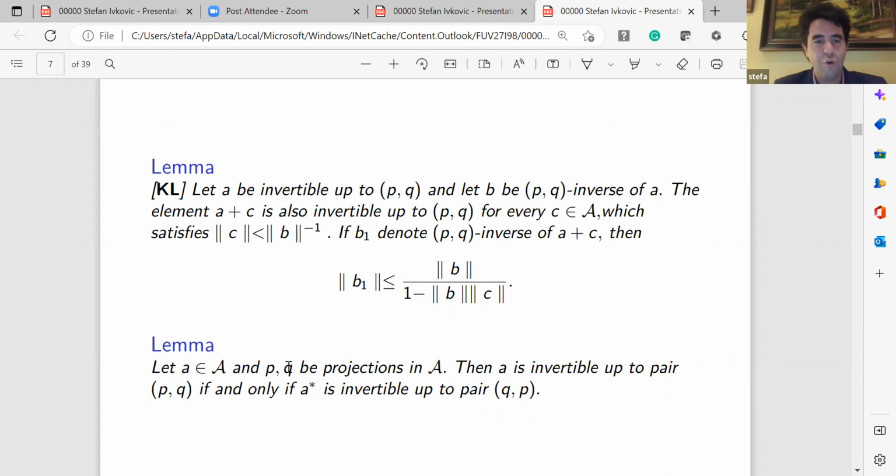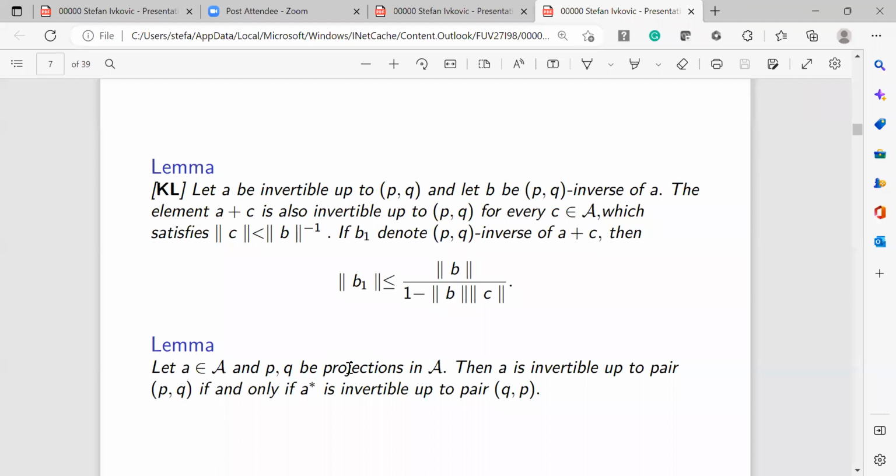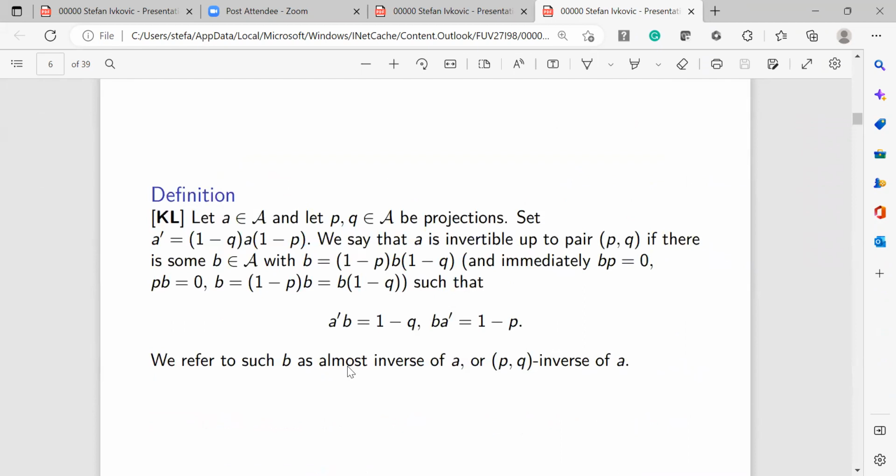And also here, P Q are projections in A, and then A is invertible up to pair P Q if and only if A star is invertible up to pair Q P. So simply they change the roles. I'm sorry, one more question. Invertible in the common sense, so there exists an element such that the multiplication is identity, yes?